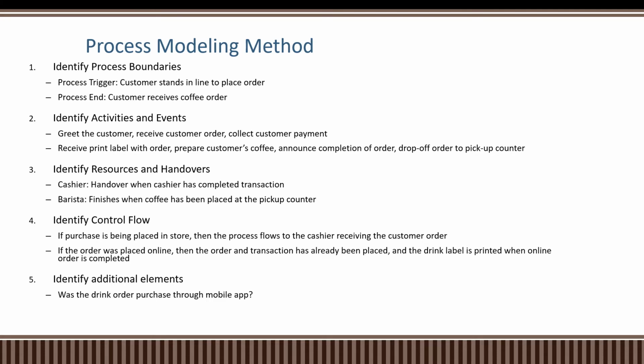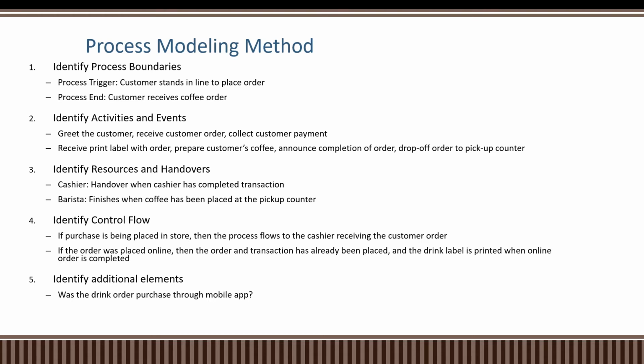The activities and events that take place in the process are that the customer is greeted, the customer places their order, and the cashier receives or collects the customer payment. Now the barista receives the print label from the order, prepares the customer's coffee, announces the completion of the order, and drops off the order at the pickup counter.